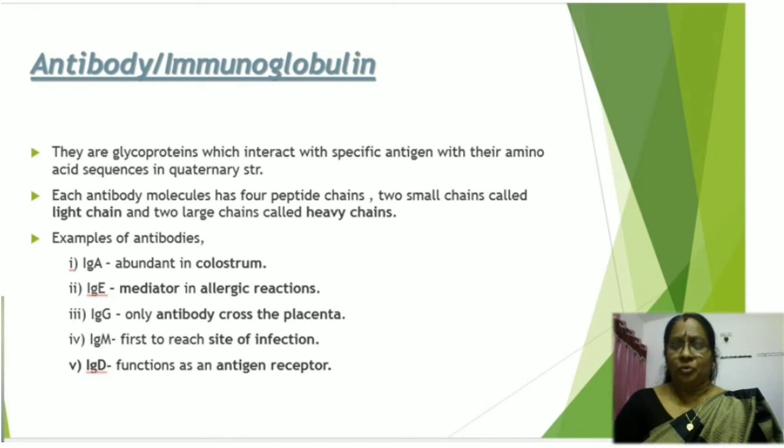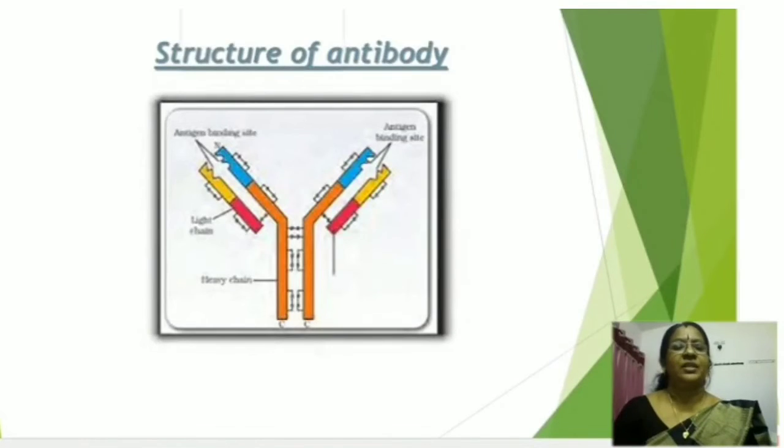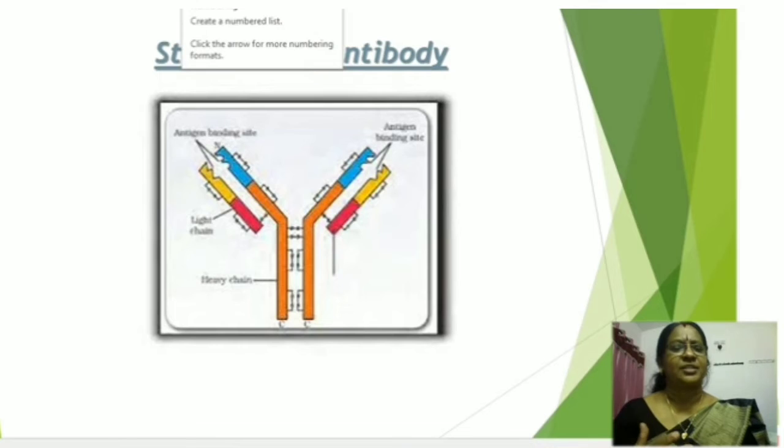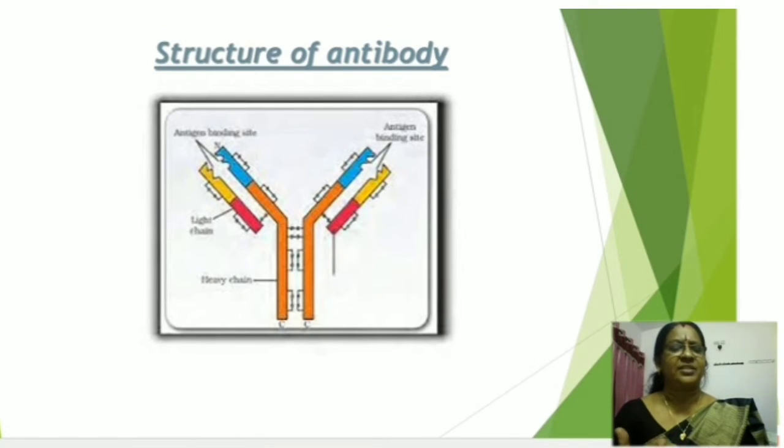Do you know what antibodies are? Antibodies are glycoproteins which interact with specific antigens and produce a response. This is the diagram of an antibody molecule or immunoglobulin. It consists of 4 polypeptide chains, with 2 small chains and 2 longer chains. The small chains are called light chains. The 2 longer chains are called heavy chains. These chains are linked together by disulfide bonds.